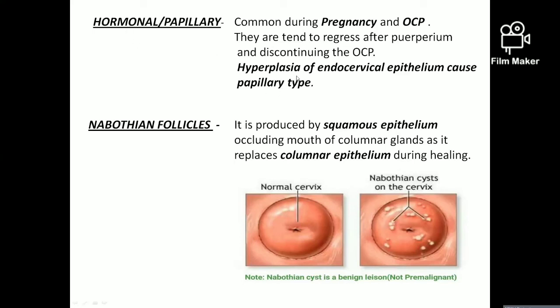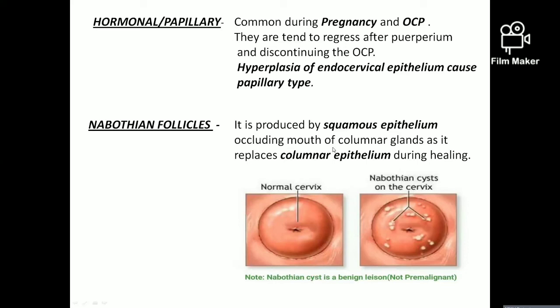Hyperplasia of endocervical epithelium causes the papillary type. It is hormonal, therefore during pregnancy and OCPs. Here what happens is the epithelium enlarges, regrows and gives papillary projections. That's why they look papillary. We call it hormonal or papillary. Then most important is Nabothian follicles. This is named after Naboth. How is it produced?